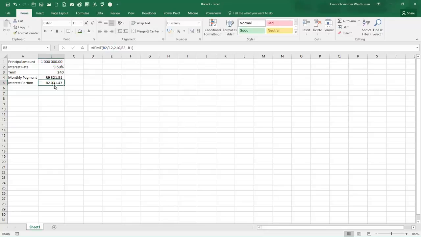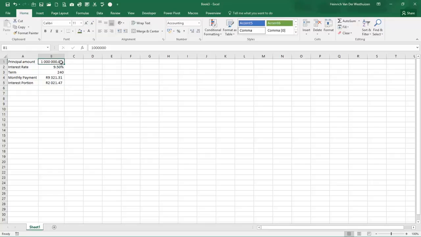And in your interest function, it will also ask for the rate, then it will ask for the period. So where in those 240 months do you want to look at? It can only look at one period at a time. And then it will ask for the total number of months, which will be your 240, and then of course your present value, which is 1 million. So it's very, very easy.